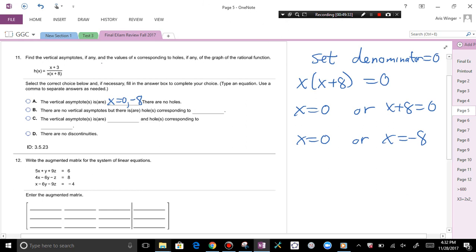So this function here is x plus 3 over x times x plus 8. And so I took that denominator, set it equal to 0 to find where there might be some problems for this function. And it's at 0 and -8. And that's where the vertical asymptotes are. So that was pretty straightforward. There's the ID for it and the study plan.